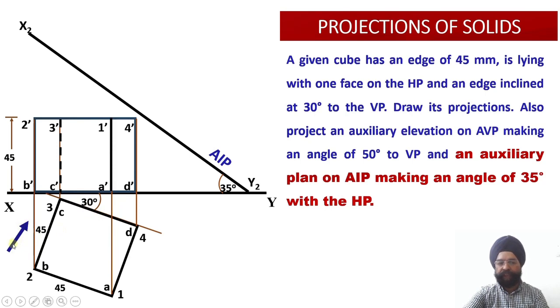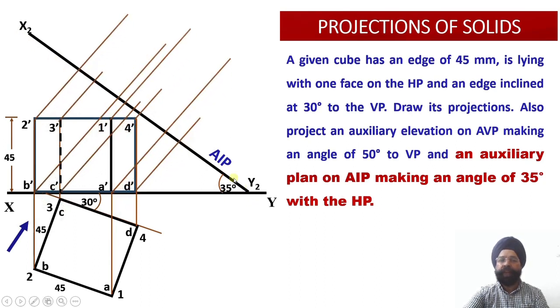So the observer is going to look from this end. Please see, corresponding to these 4 points and these 4 points, 8 projector lines will be drawn perpendicular to the x2 y2. So 8 perpendicular projector lines have been drawn perpendicular to x2 y2, which is the AIP, and this AIP has been drawn at an angle of 35 degrees with respect to the horizontal plane.